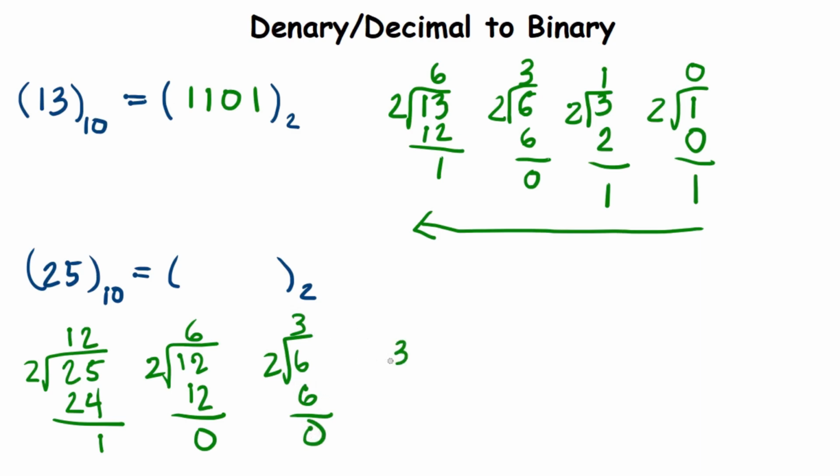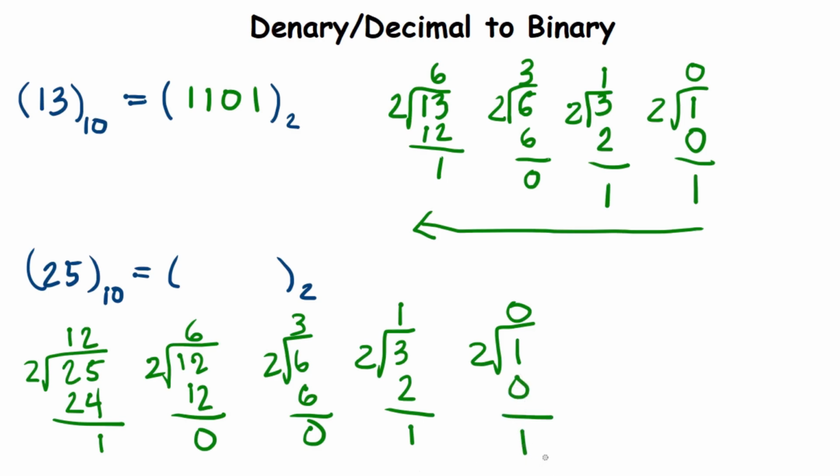This 3 is divided by 2 again. Okay, 3 divided by 2 will get 1. 1 times 2 is 2. It will give us remainder 1. We will divide this 1 by 2. 1 divided by 2 will give us 0. 0 times 2 is 0, and then 1 minus 0 is 1.